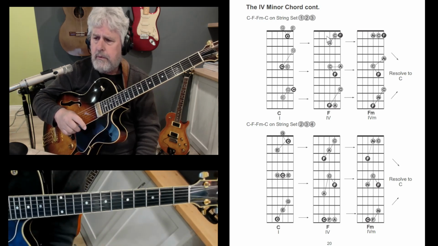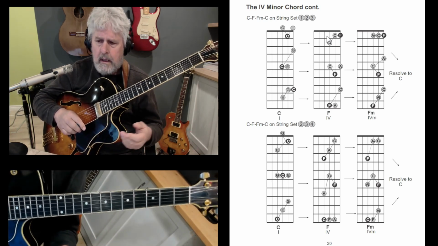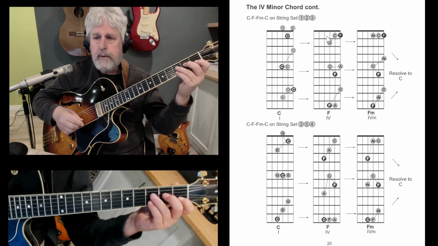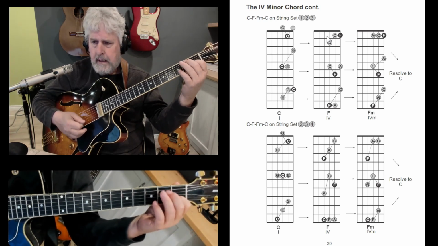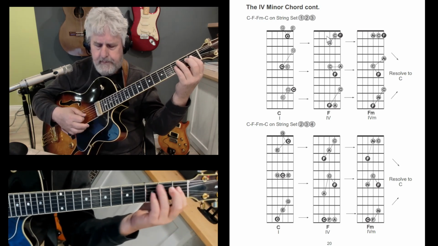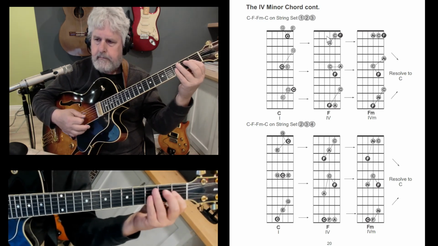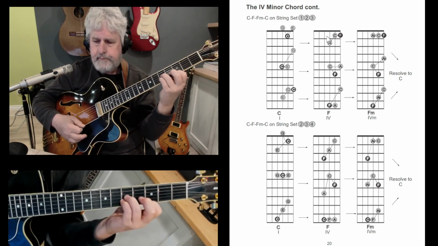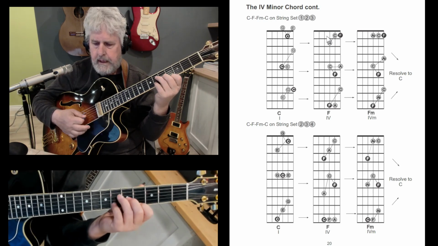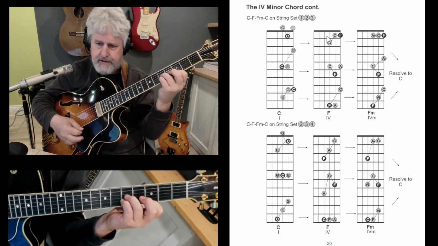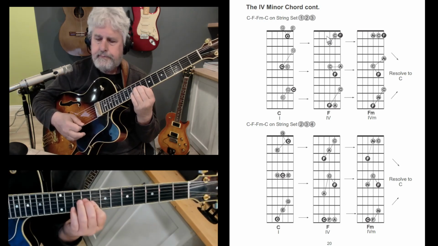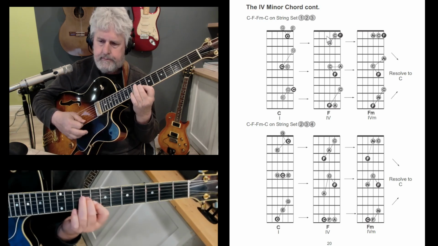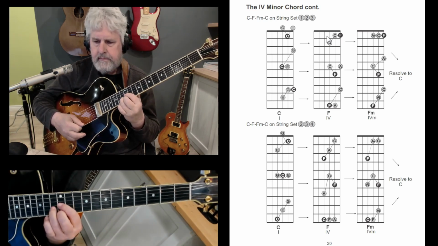Now you want to do the same thing with moving to the F minor, C, F, F minor, and C. And then we go to C, F, F minor, C, C, F, F minor, C, C, F.